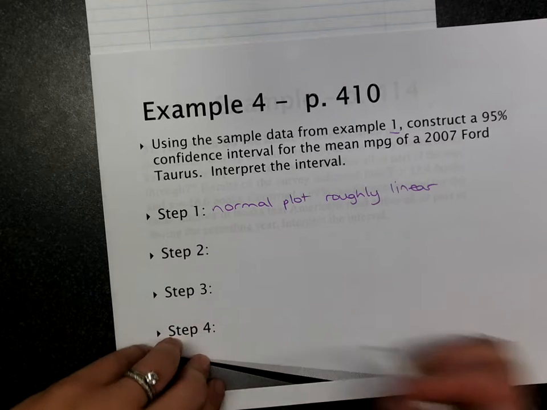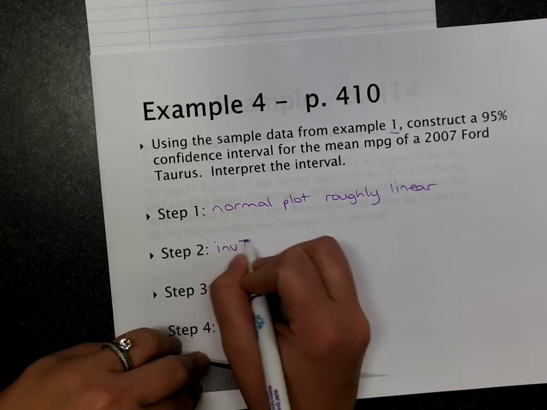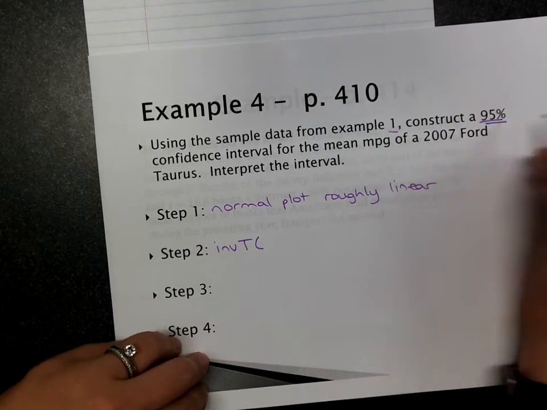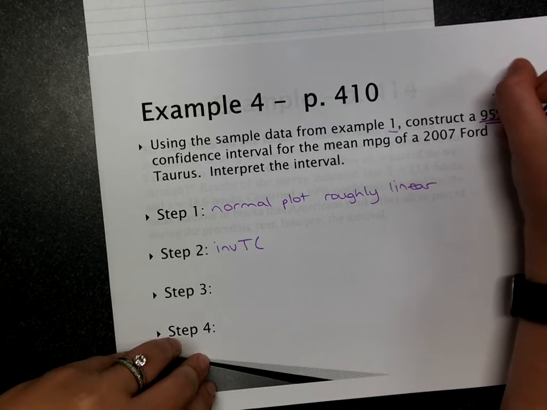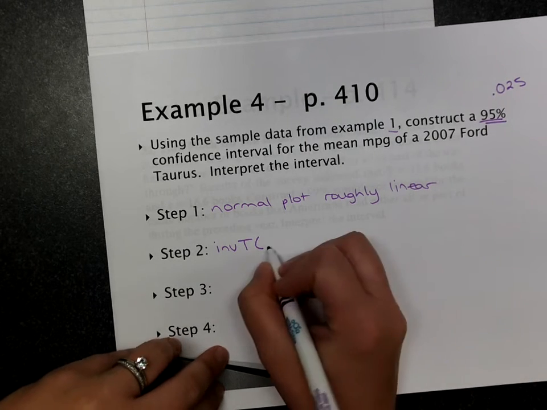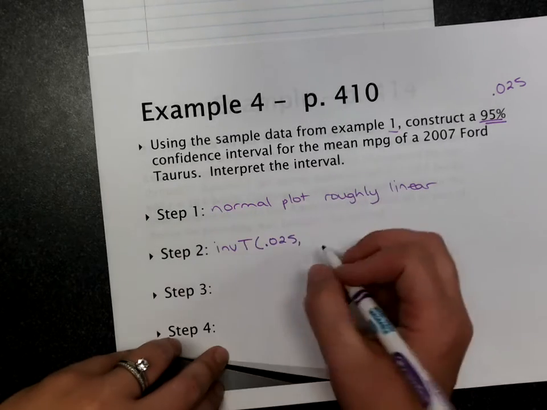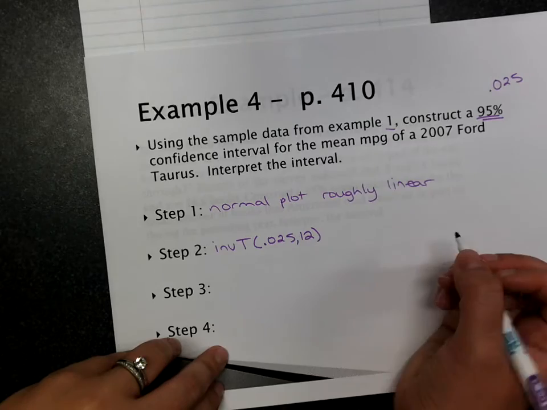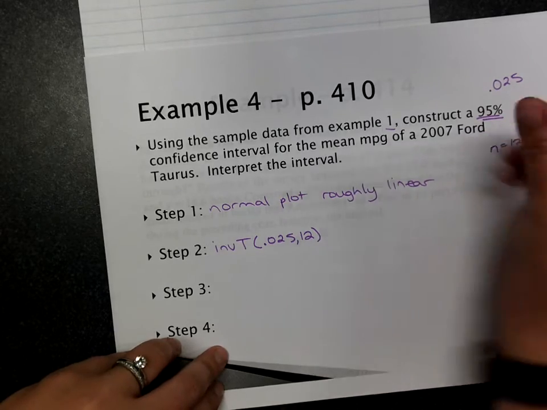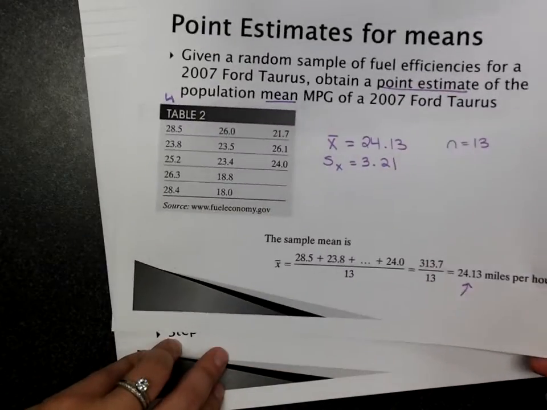Step 2 is to find that critical value, so I'm going to do inverse t. Now if I want a 95% confidence interval, remember that leaves 0.025 in the tail, so it's going to be 0.025. And our sample size was 13, so our degrees of freedom is 12. Again, we're using this original data from the beginning.